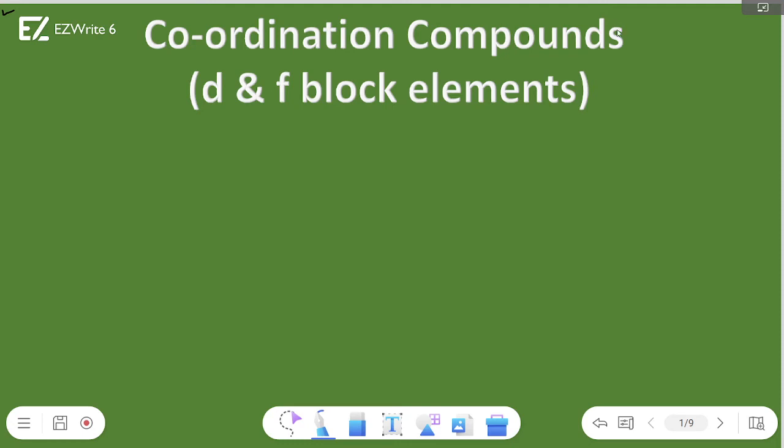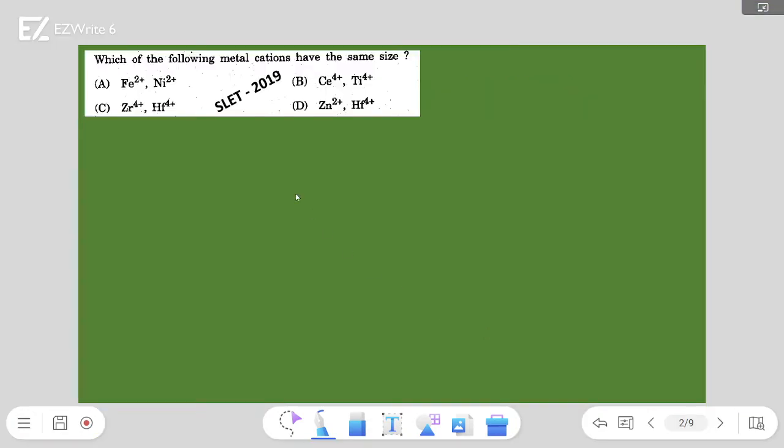Hello everyone. In continuation to our last session, the current video also comprises a few of the questions from the coordination compounds background, that is the D and F block elements, in context to the SLAT examinations. Let us start solving each of them.